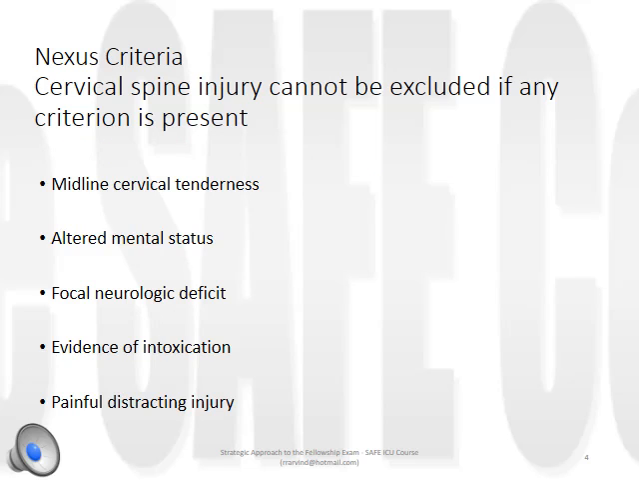So the NEXUS criteria: cervical spine injury cannot be excluded if one of the following is present. Midline cervical tenderness as elicited on palpation of the posterior cervical midline from the nuchal ridge to the prominence of the first thoracic vertebra, or if pain is reported on palpation of any cervical spinous process.